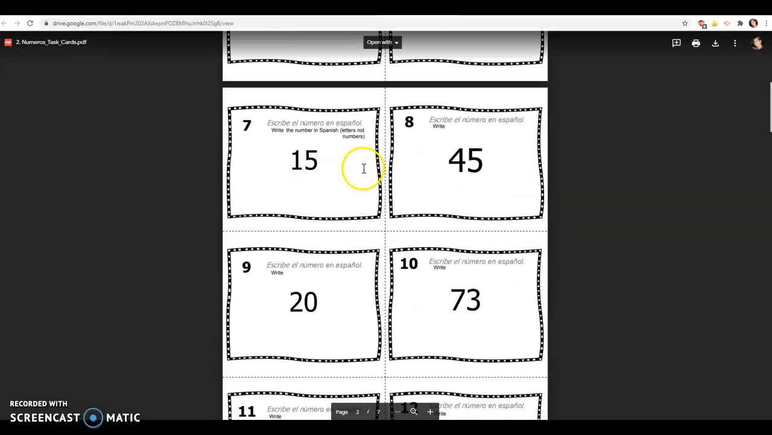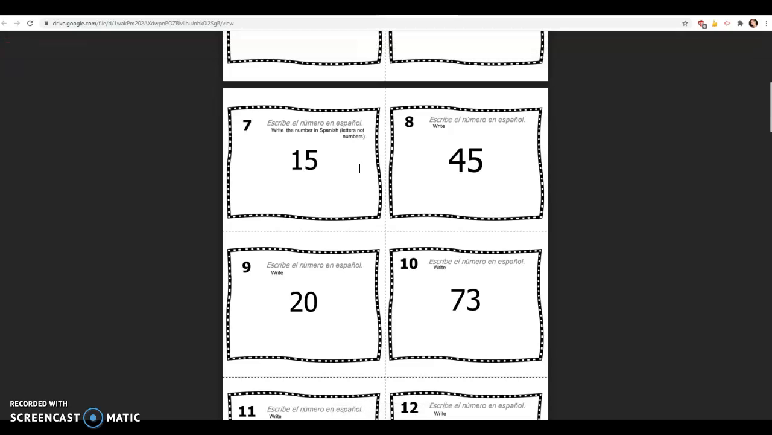Starting with number 7, this wants you to write the number in Spanish. So this is where you're going to use letters and not numbers. So here's a freebie. If you're listening to the video, you get a freebie. So 15 in Spanish is quince. So I would write the word quince on here. Remember, you're not writing how to say it. You're writing what the actual word is.